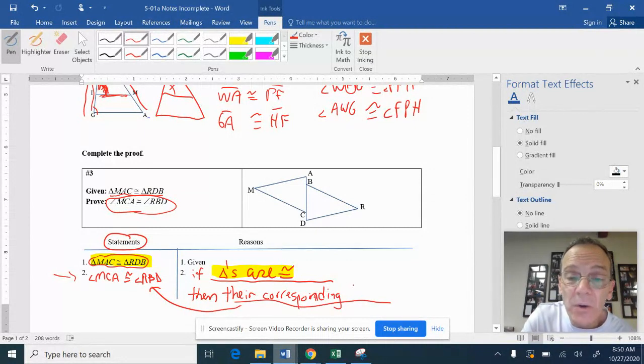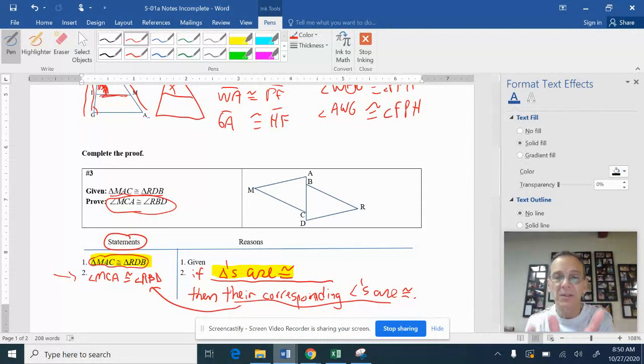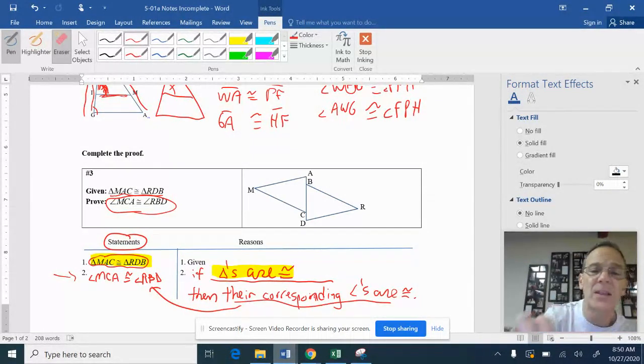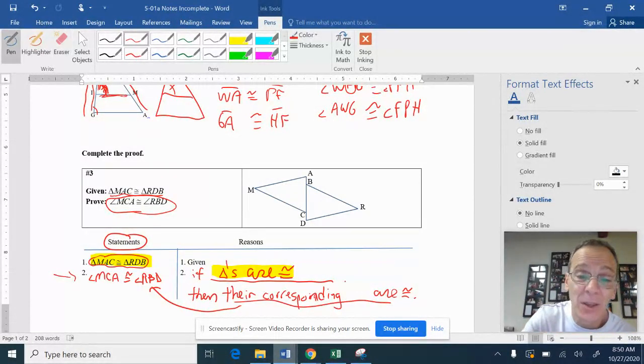Now, I could say corresponding angles are congruent. And if you said that, I would give you full credit. Okay? It's a generally worded sentence. It matches the statement in the statement column. And it's true that if triangles are congruent, then their corresponding angles are congruent. Okay? But what you're going to see in my answers is not the word angles. You're going to see an even more general word than that. Okay? You're going to see the word parts.